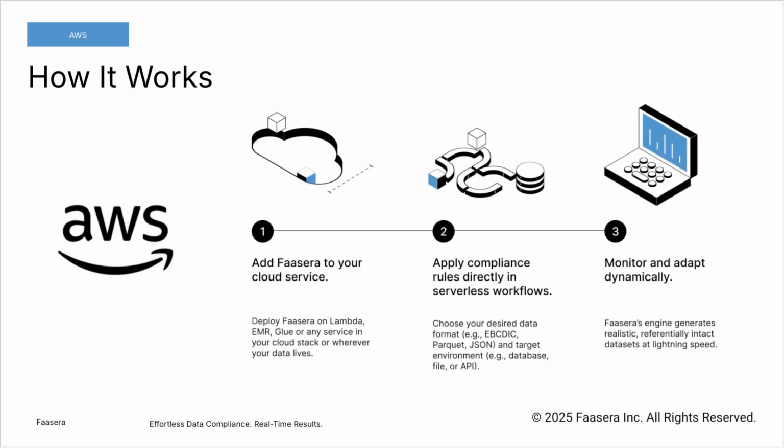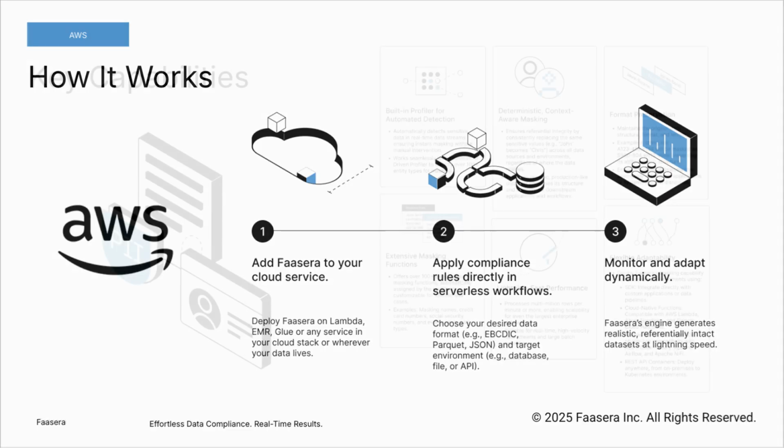While today's demo runs on AWS Lambda, Faasera is designed to be cloud agnostic. You can deploy Faasera functions as containers, Spark, or EMR jobs, or integrate them directly into data pipelines like AWS Glue, Step Functions, or NiFi. It's flexible by design, so you can embed compliance into any architecture without rethinking your infrastructure.